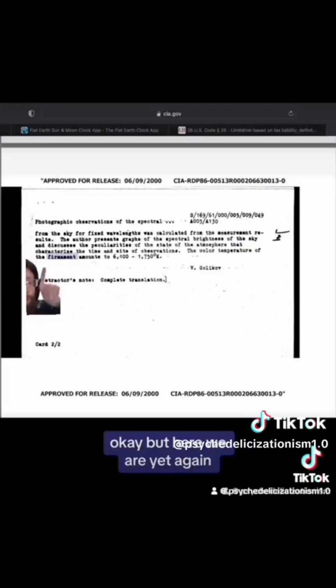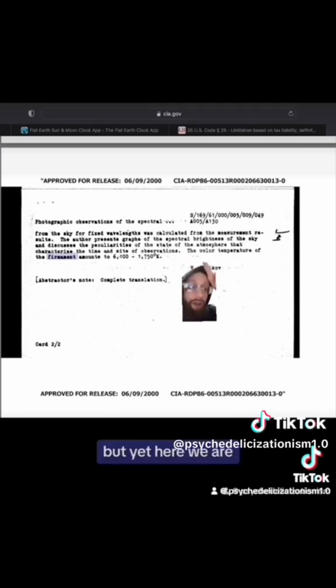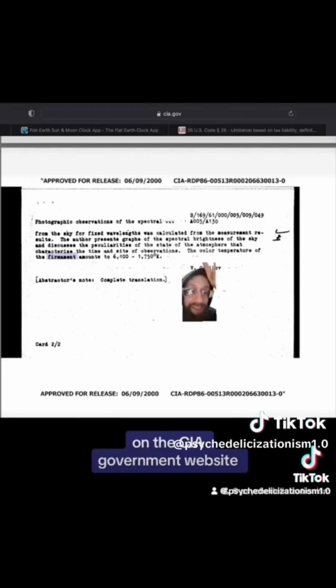And once again, for those who didn't catch it before, the word almacantar or almacantara means the solar trajectory of the sun around the flat Earth. Okay, but here we are yet again, CIA.gov, official document, talking about spectral photographic observations of the firmament. Okay, but we just looked at Wikipedia, and the official narrative is that the firmament does not exist. But yet here we are on the CIA government website saying that the color temperature of the firmament amounts to 6,100 to 1,750 degrees Kelvin.